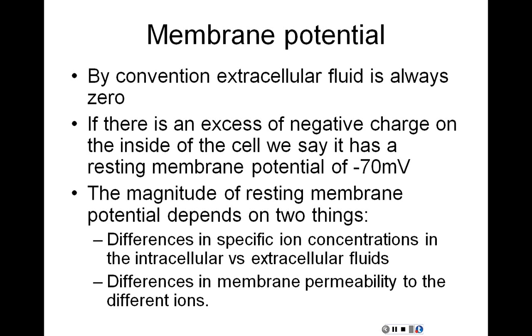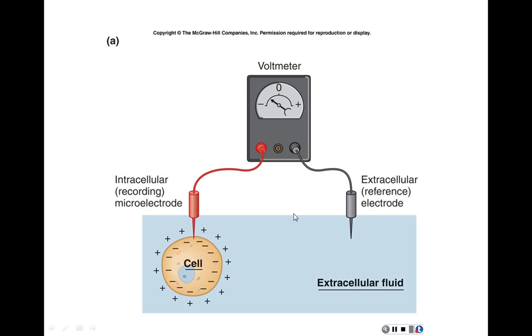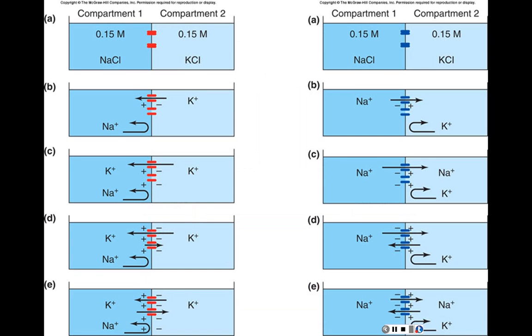That's an ion concentration. So we could go negative 70, negative 80, negative 90 if we keep piling in negative ions. Membrane permeability means how easy is it for these ions to move back and forth across the membrane. We can pile negative ions inside all day long, but if they can escape through the membrane, it's not doing us any good. So the membrane permeability also comes into play. Here is a picture illustrating that our extracellular fluid is zero, and if we put another electrode inside the cell, we would see an excess of negative charge on the inside of the cell during resting membrane potential.